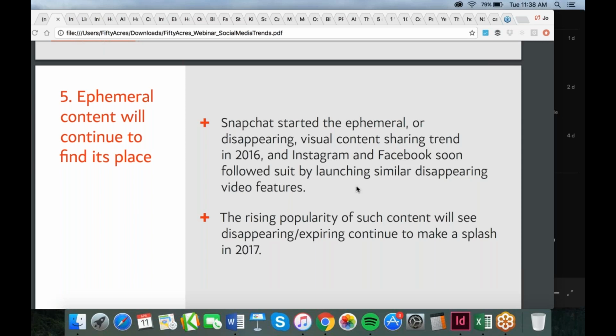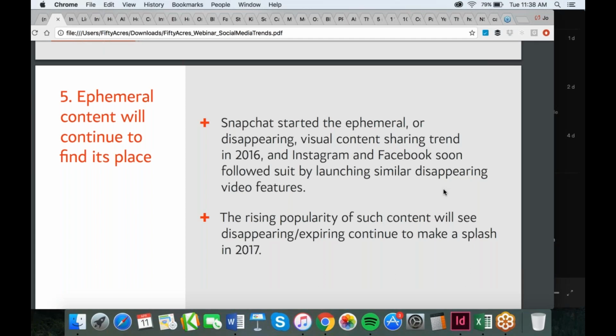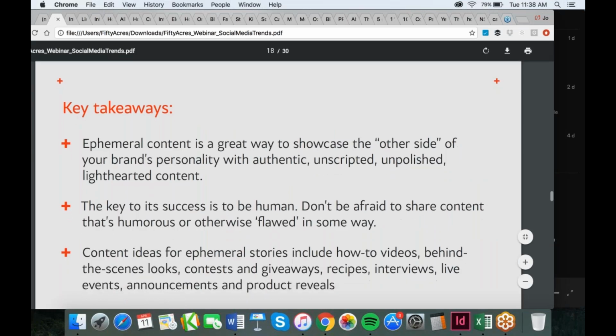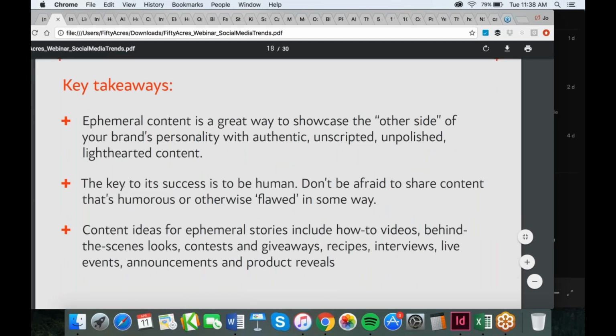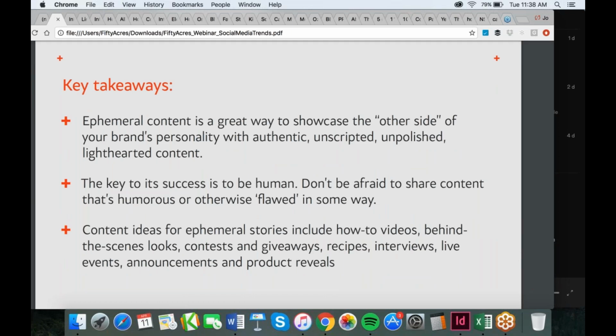So, excuse me, Snapchat started the ephemeral, as we know. Instagram and Facebook jumped onto it. The rising popularity of disappearing content will continue this year, I think, for sure. So what's a way of using that? Ephemeral content is a great way to showcase the other side of your brand's personality with authentic, unscripted, unpolished, lighthearted content. And again, notably, it disappears.